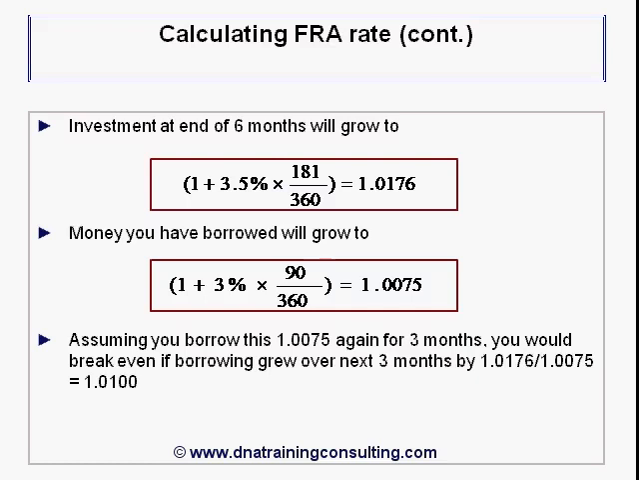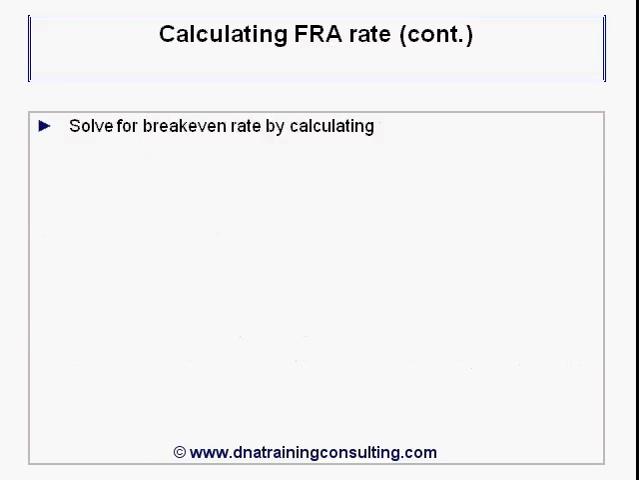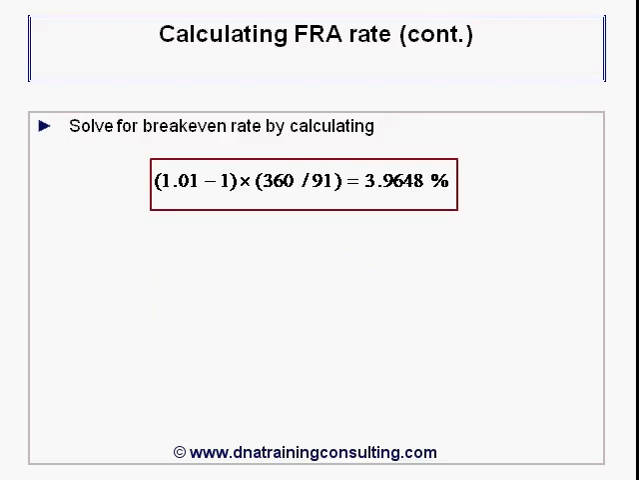Since this second period of 3 months contains 91 days exactly, you can solve for the break-even rate you could pay on this secondary borrowing by calculating this quantity here, 1.0100 minus 1 times 360 over 91, which leads to the forward rate being 3.9648%.